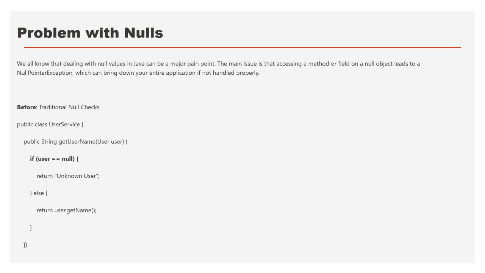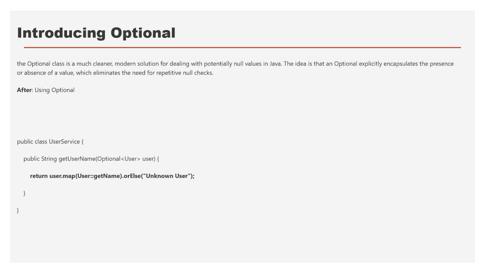If you see here, there is a traditional way. I've written a Java User class over here, and the line showing user equal to null checks, in the traditional way, whether that particular object is null or not.